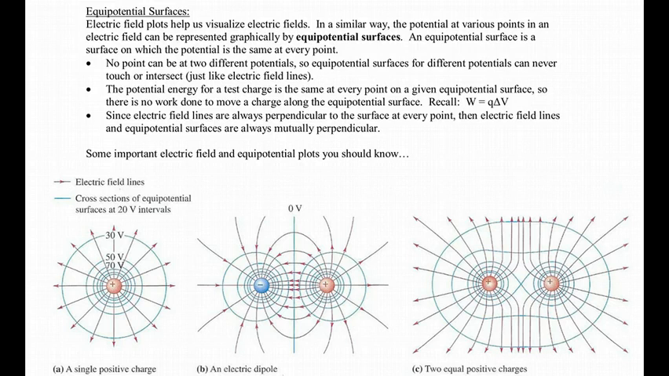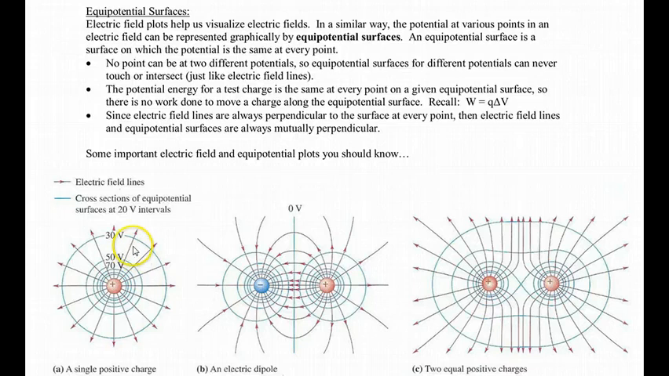Below are some electric field and equipotential plots that you should know. So here's a single positive charge, an electric dipole, and then two equal positive charges. These green concentric circles represent the equipotential lines for a single positive charge. You'll notice a couple of things in electric potential plots. One, equipotential lines do not have any arrows on them like the electric field lines, which point away from a positive and towards a negative. Equipotential lines have no arrows because potential is a scalar quantity, so you do not put arrows on these equipotential lines.